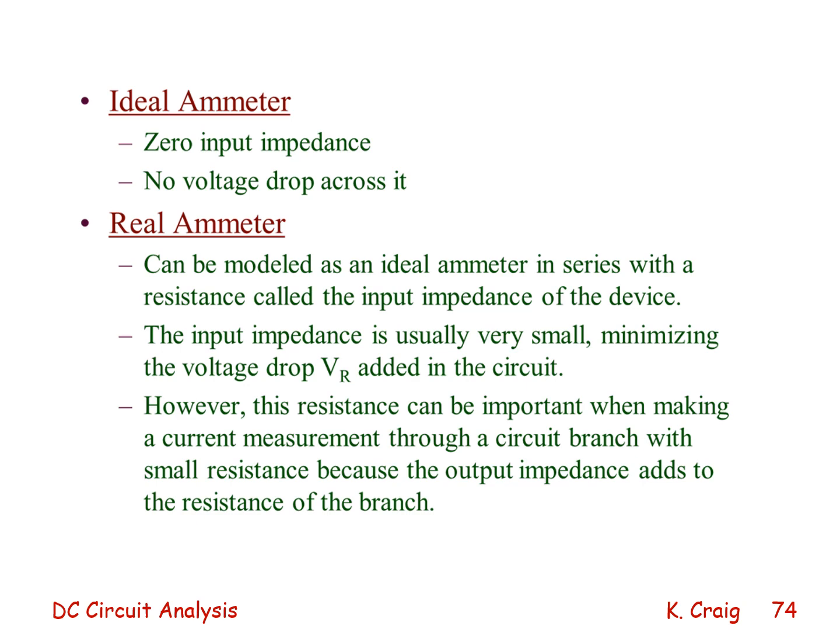An ideal ammeter has zero input impedance, no voltage drop across it. A real ammeter can be modeled as an ideal ammeter in series with a resistance called the input impedance of the device. The input impedance is usually very small, minimizing the voltage drop V sub R added in the circuit. However, this resistance can be important when making a current measurement through a circuit branch with small resistance, because the input impedance adds to the resistance of the branch.